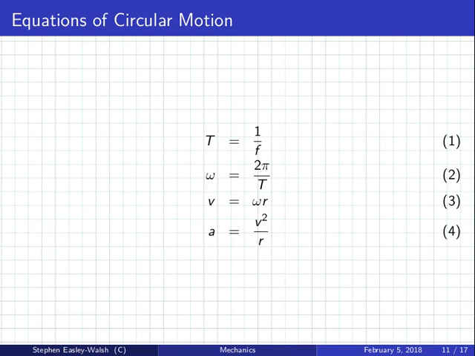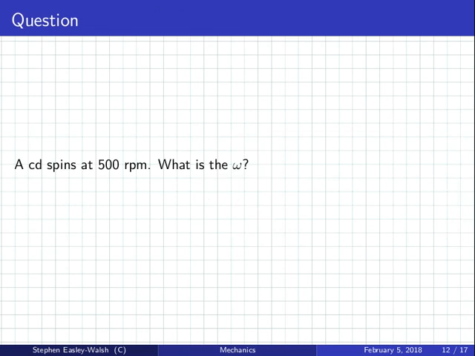So V equals omega r, where r is the radius, right? Yeah, the radius. Okay, now this is kind of a silly example. A CD, if you know what that is, spins at 500 RPM. What's an RPM? Rounds per minute. Revolutions actually, but I understand your meaning. So in 1 minute it goes around 500 times. Okay? And I want to know what's the omega.